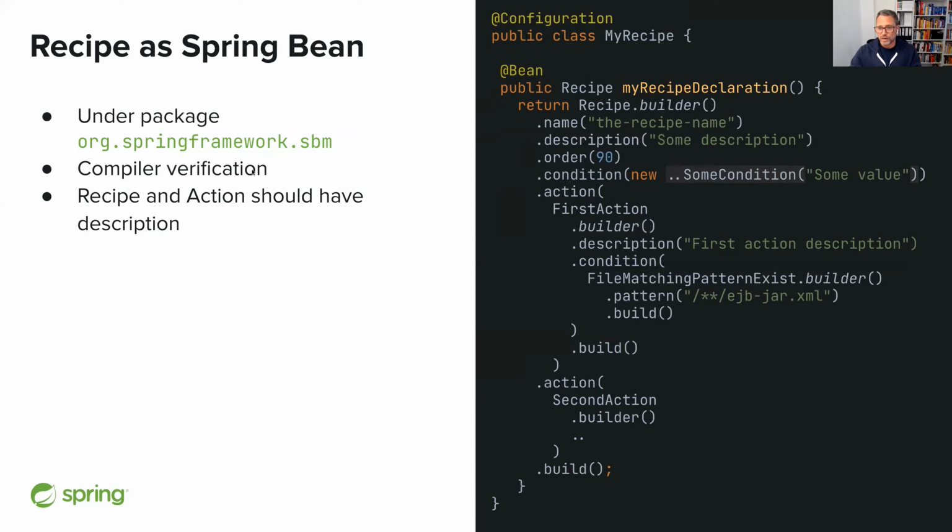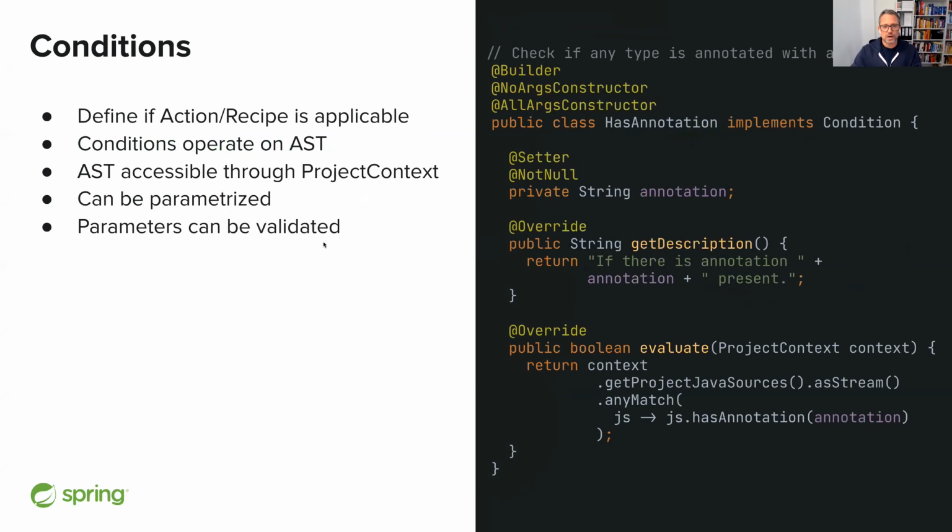Obviously, upside is we have compiler verification. We can do all sorts of programming. So personally, I tend to prefer this way here. The only drawback is you need to have this compiled into your application, basically. Don't forget to add a description to the recipe and action. Otherwise, you're going to see null in the UI, which doesn't hurt, but it's not nice.